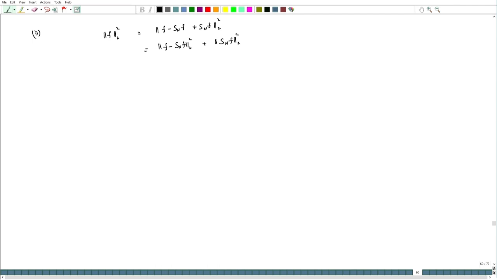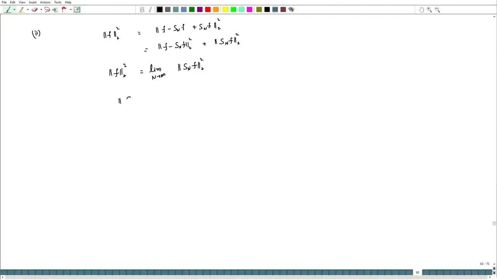Now, as we can see, the norm of f in L2 is equal to the limit as n goes to infinity of the norm of S n f squared, because you have already proved that S n f converges to f in the mean square, in the 2 norm. Therefore, this happens. So, let us just calculate what our norm of S n f squared is. This is, by definition, the inner product of S n f with S n f.